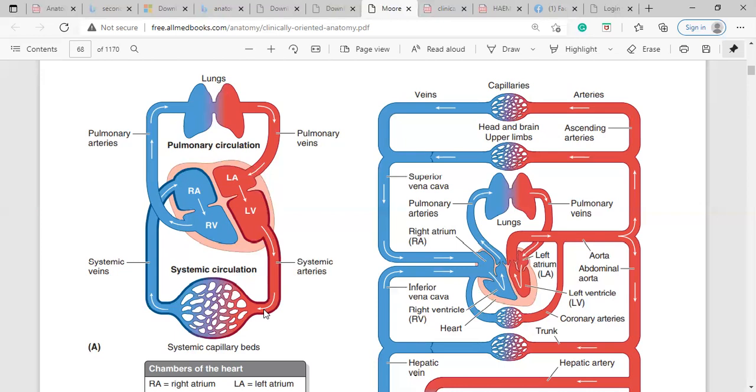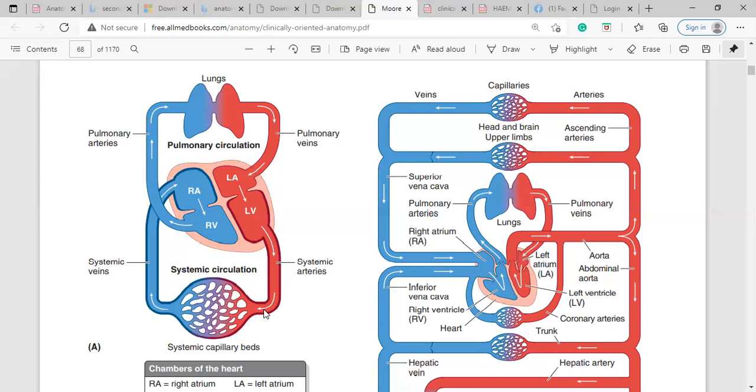But what I wanted you to know, why I brought you to this diagram, is for you to know that the circulatory system is made up of the heart and the blood vessels. And then this circulatory system is made up of actually cardiovascular system and lymphatic system, while the cardiovascular system is made up of the heart and the blood vessels.